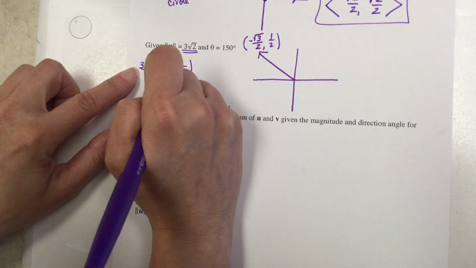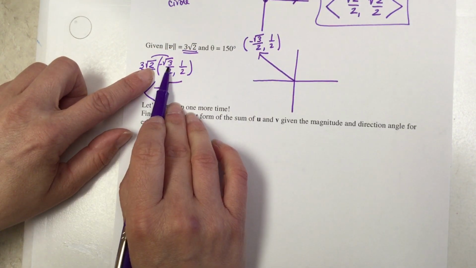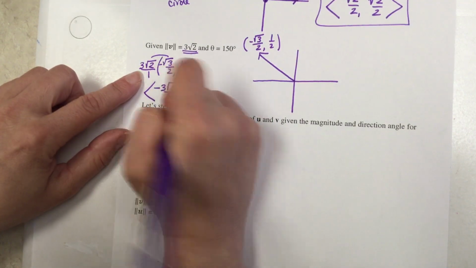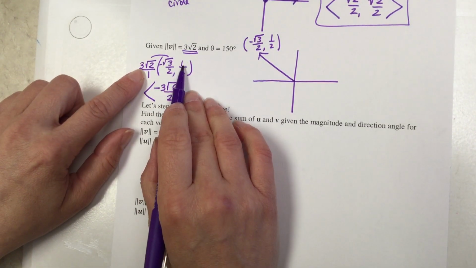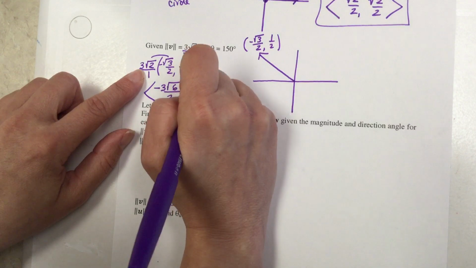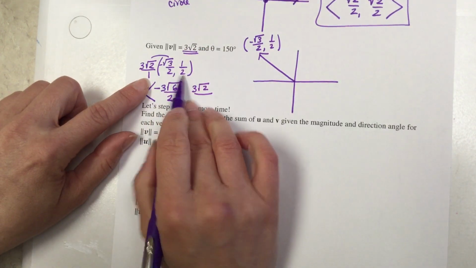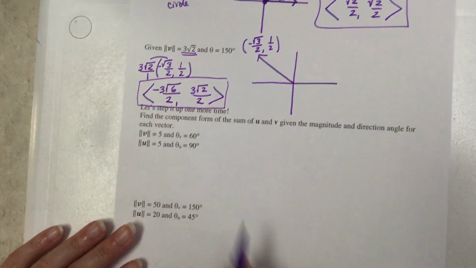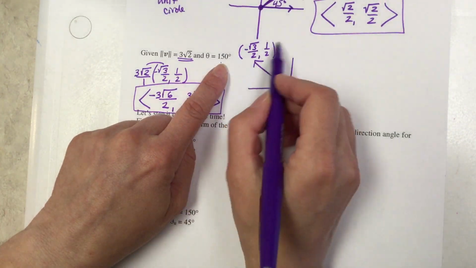The 3 is on the outside. When you multiply radicals, inside goes with inside. 2 times 3 is 6. Bottom times bottom, 1 times 2 is 2. Top times top, 3 square roots of 2 times 1 is 3 square roots of 2. Bottom times bottom, 1 times 2 is 2. That's your component form.